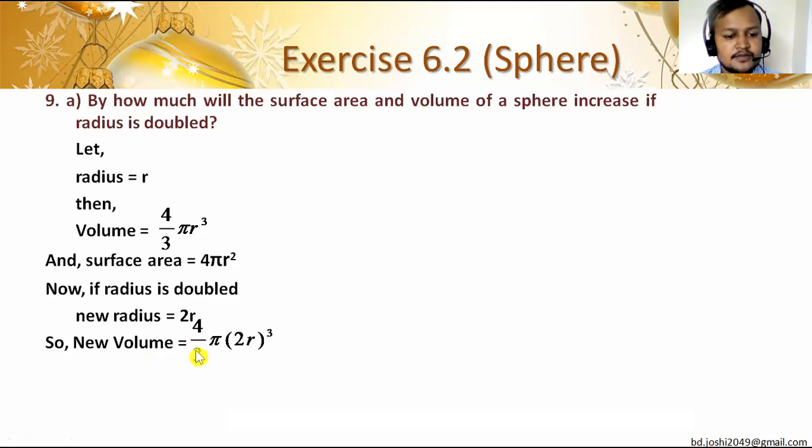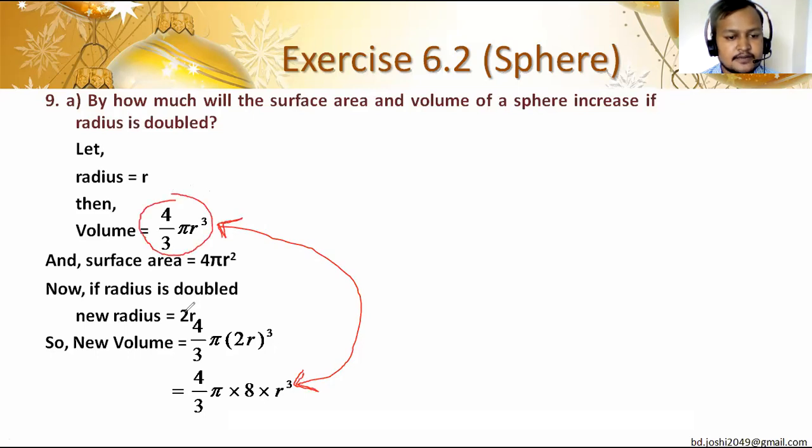So here we can say new volume is equal to 4 by 3 pi 2r whole cube. R को ठाउँमा 2r cube आउने भयो. So simplified, 4 by 3 pi, 2 cube is 8, and r cube. 4 by 3 pi r cube, and 8 extra is there. So what can you say by comparing the first volume and this volume? यो दुईटा volume लाई compare गरेर के भन्न सकिन्छ? It increased. The formula for volume is 4 by 3 pi r cube, and here it is also 4 by 3 pi r cube, but there is an extra 8. Isn't it 8 times more than the previous volume?